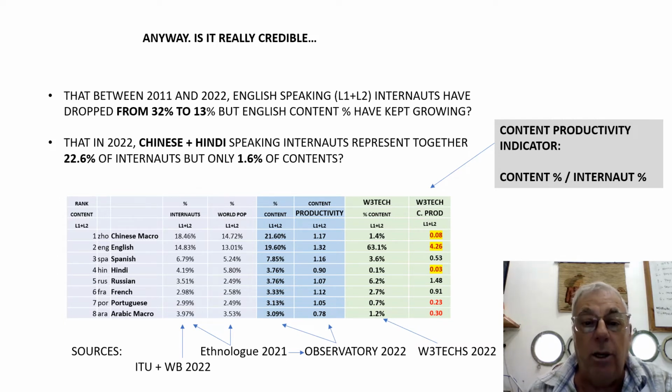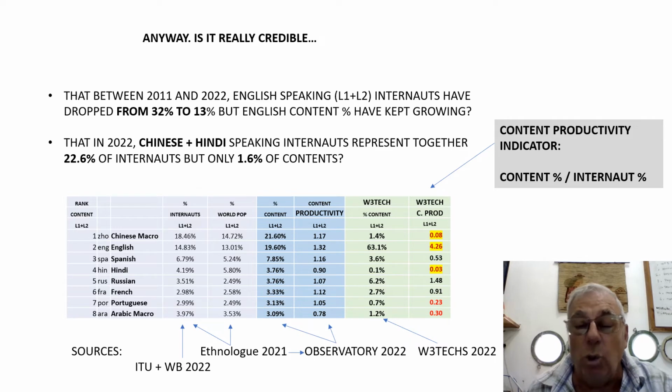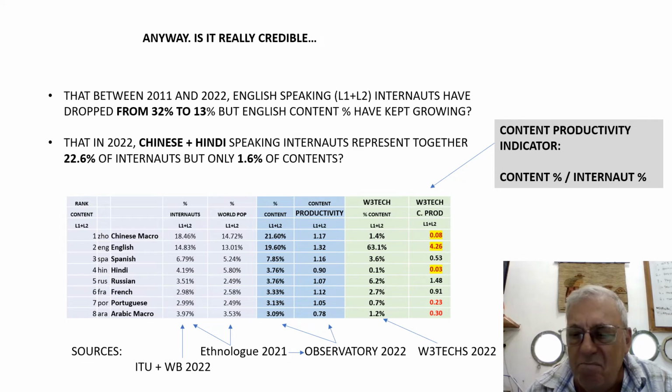One of the cycles is the number of people connected, the other is content. If you make the ratio, you get what we call the content productivity indicator. Our experience has been that this indicator almost always is between 0.5 and 2. So if you see 0.08 like for Chinese, 0.03 like for Hindi, 4 for English, there is something which is not believable.